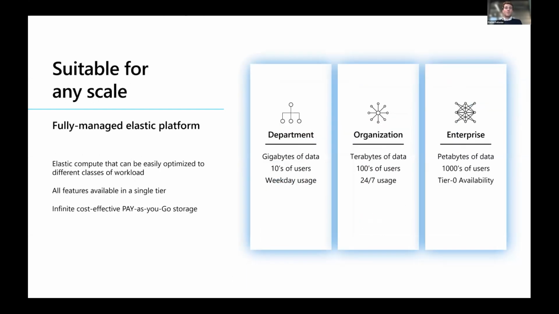Maybe you're thinking, what kind of scale is Synapse for? Synapse can support various scales of data. If you're talking about gigabytes of data, maybe 10 users, this is possible and makes sense. But it can also go higher if you have hundreds of users and you have to move and store terabytes of data. This is also all possible because the platform scales and has this really serverless PaaS architecture underneath that scales very well and supports different workloads.